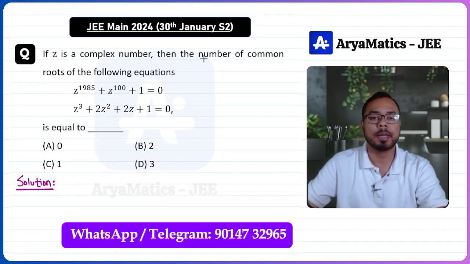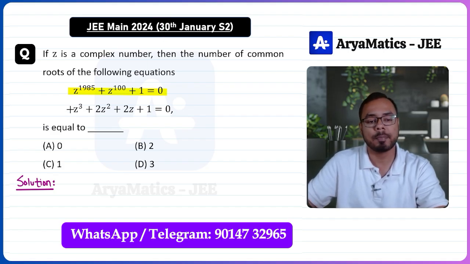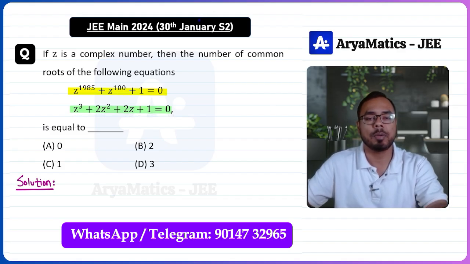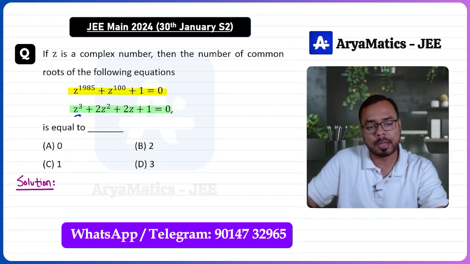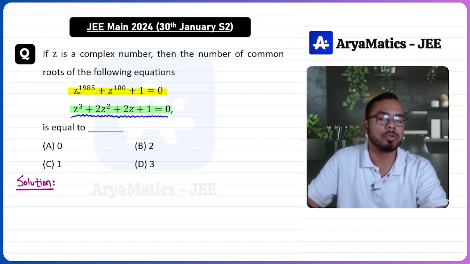If z is a complex number, then we have to find the number of common roots between these two equations. Now, this is a problem from Singhese, and it was asked in JEE Main 2024. And here basically, in order to find the number of common roots, first we'll solve this second equation. We'll try to find all the roots of this cubic equation, and then we'll try to see whether those roots are also the roots of the first equation or not.